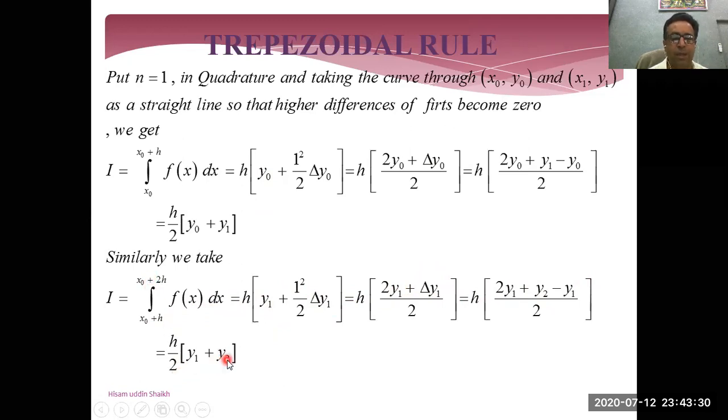If you see, both have the same h upon 2. When we integrate f of x between x naught and x1, the result is h upon 2 times y naught plus y1. And here, when we integrate from x1 to x2, the result is h upon 2 times y1 plus y2.